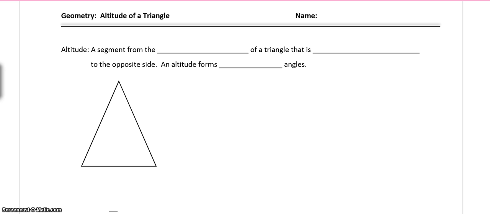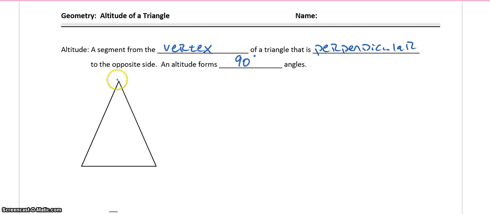Now, an altitude is a segment from a vertex, any of the three vertices, of a triangle that is perpendicular to the opposite side. That means an altitude always forms 90-degree angles. When you hear the word perpendicular or the word altitude, you should automatically think 90.